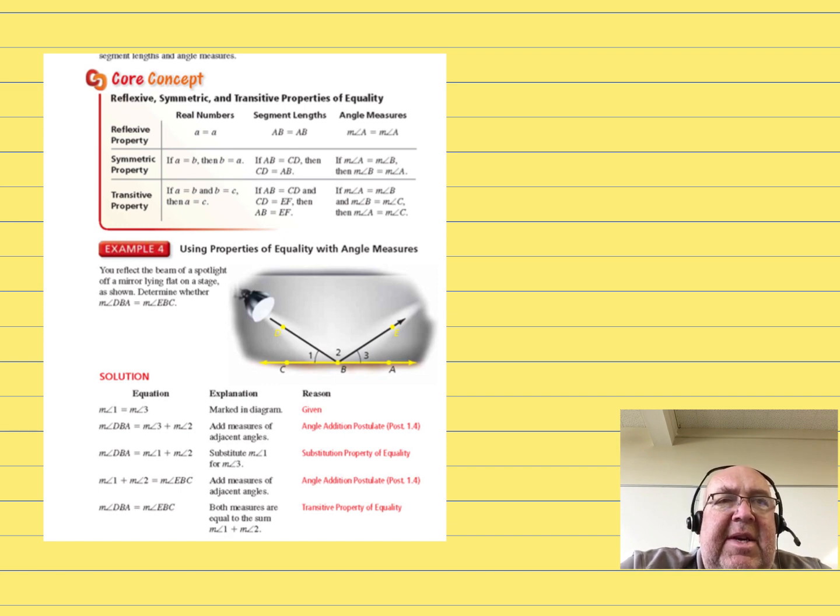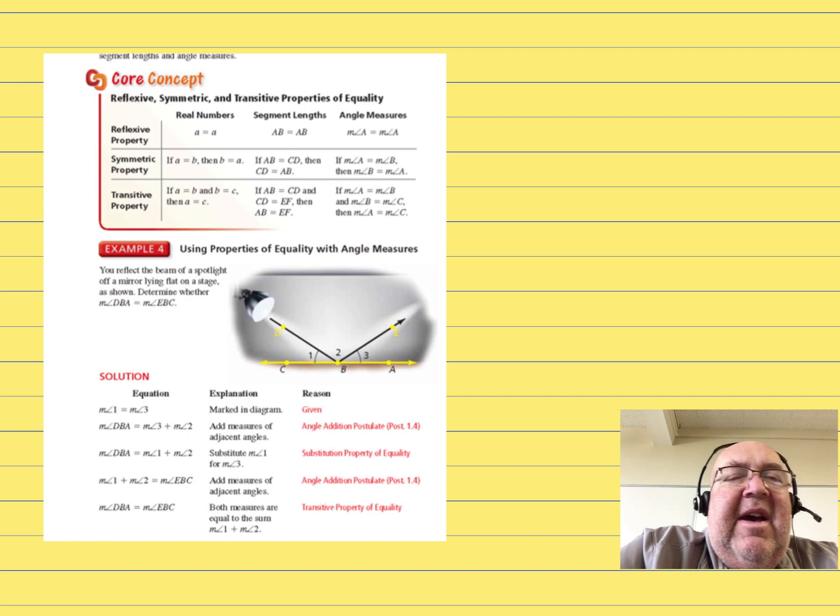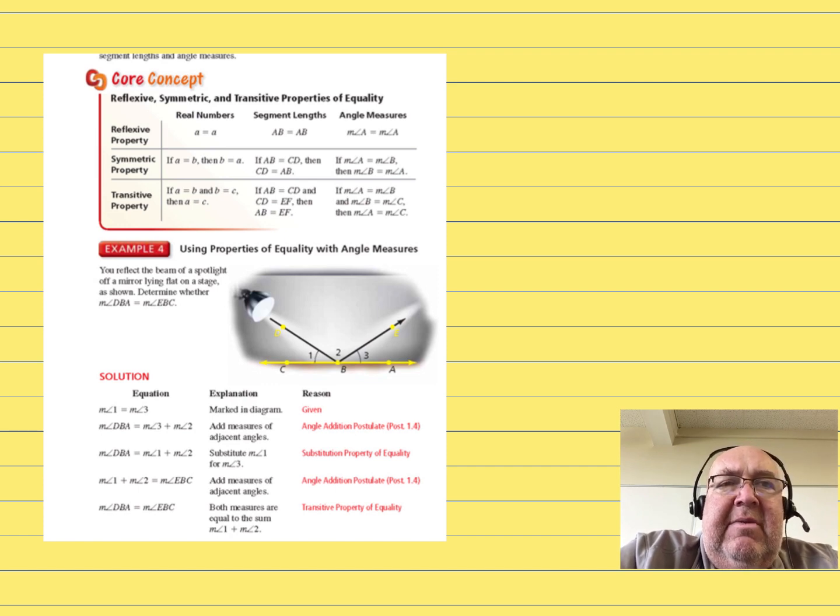So if you're looking at numbers, the reflexive property just says if you have A, that it's equal to A. If you have a segment AB, it's equal to itself. Angle measures, if you have a measure of angle A, it's equal to itself. The symmetric property says if you have 2 variables, A equals B and B equals A, all you're doing with the symmetric property is reversing the order.